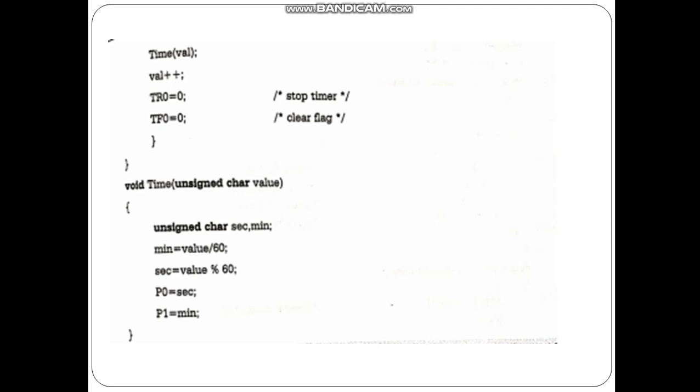Let us say 61 is the value, divided by 60. So the minute is 1 and the seconds is also 1. That value will be sent through port 1 and port 0 respectively. Then after the function, the value is incremented by 1. Then TR0 is made 0 to stop the timer, and the timer overflow flag bit is made 0. This is how we get the value in minutes as well as seconds.